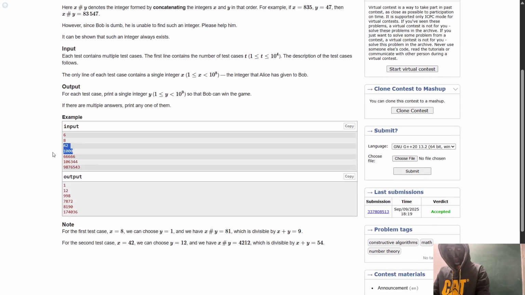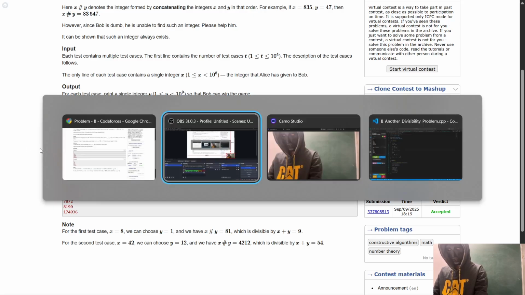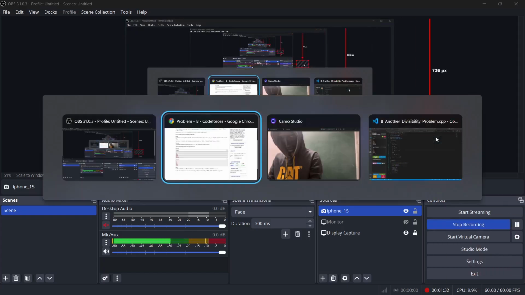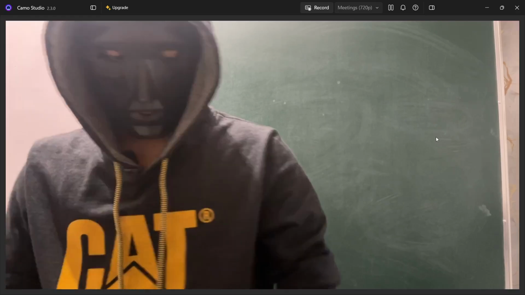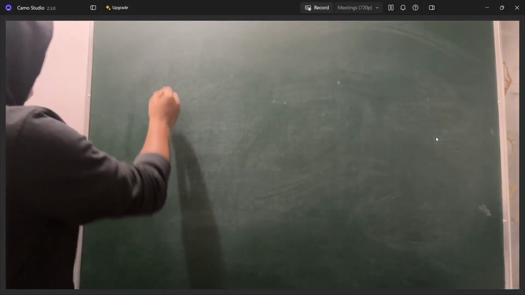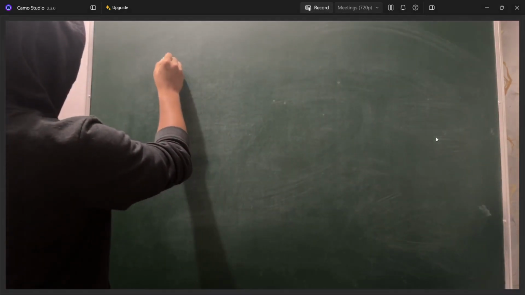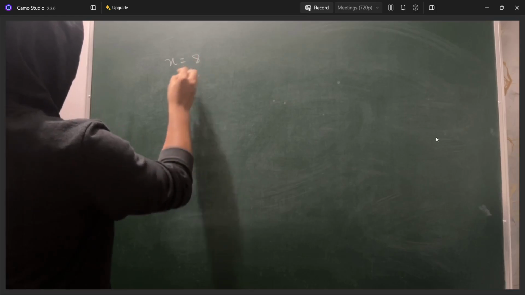They've given 6 test cases. Let us take them one by one. They've said if there are multiple answers, print any of them, so they have printed one of the possible answers. I'll be telling you in a pattern-wise format so that you will understand. The first example says 8, so x is 8 and you need to find y.